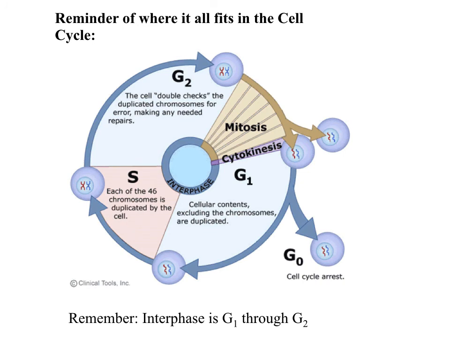And this is just a reminder of where everything fits back in the cell cycle to put it all together. Okay, so we had all the stages of interphase that started with the gap 1 phase. Okay, and this is where all the cellular contents, excluding the chromosomes, are duplicated in preparation for that synthesis phase. It can also go off to that quiescent G0 phase, right, for cell cycle arrest. These would be like terminally differentiated cells, maybe like a nerve cell was our classic example.